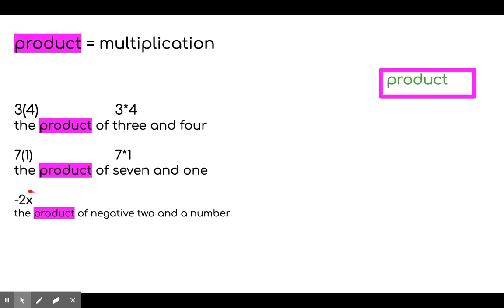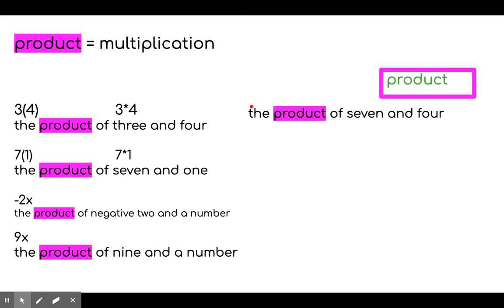This is the product of negative 2 and a number. Be careful. This is not subtraction. This is multiplication. Negative 2 times x is the product of negative 2 and a number. How would you say this? The product of 9 and a number.